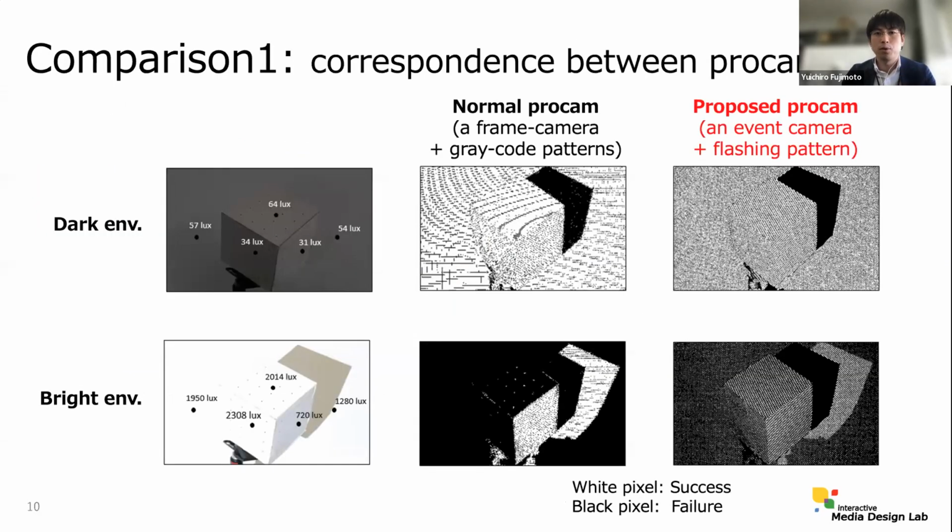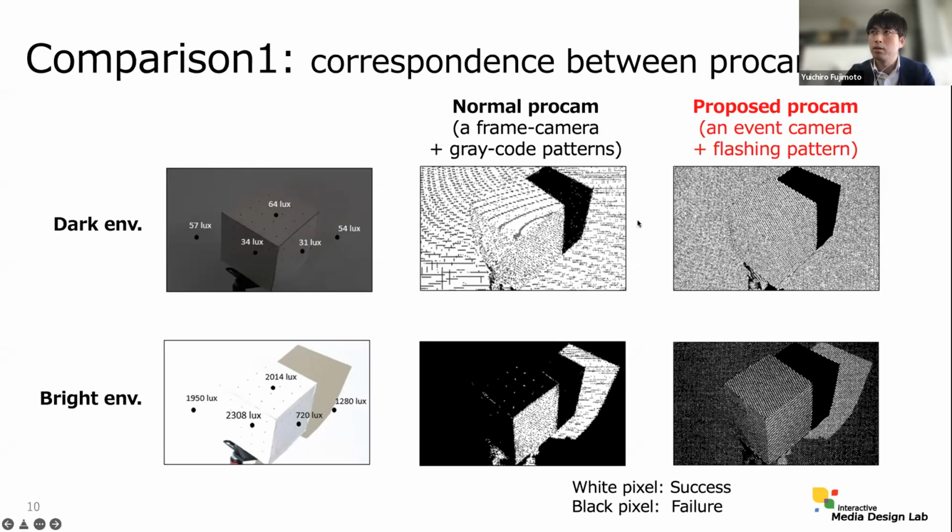So we compared the proposed method with a normal projector-camera system with a frame camera and gray code patterns. The first row shows the dark environment and the second row shows the bright environment. The 2 figures on the right show the correspondences between the projector and the camera calculated by the regular program and the proposed program. The white pixels indicate that the correspondence was found, while the black pixels indicate it failed.